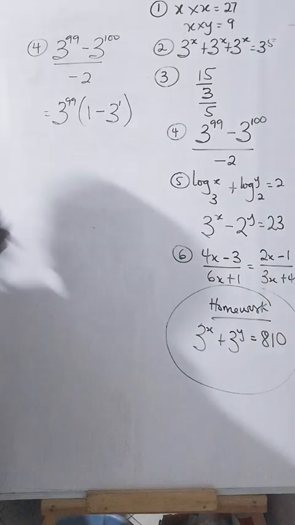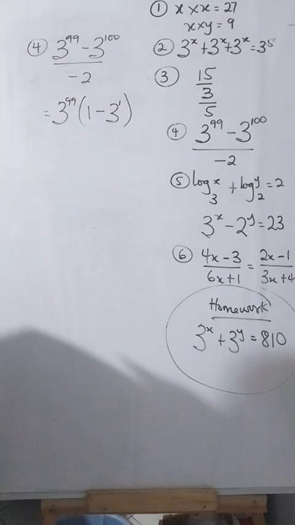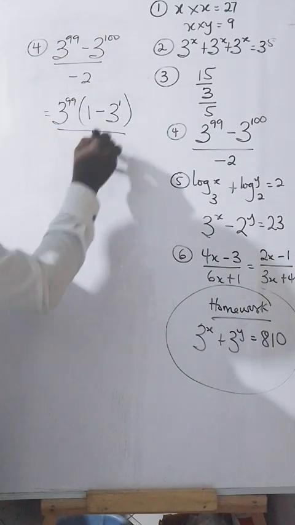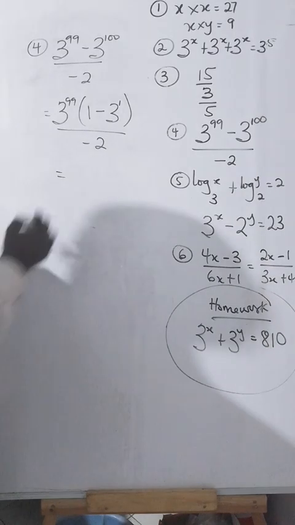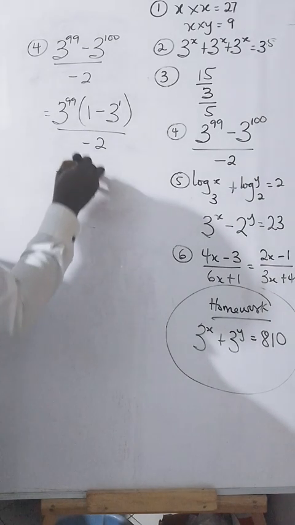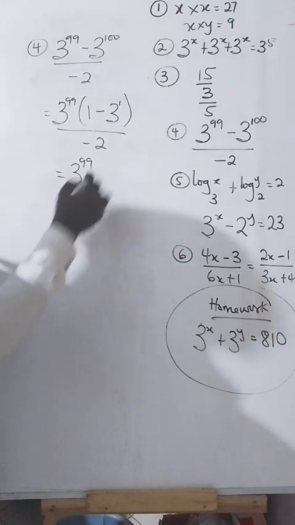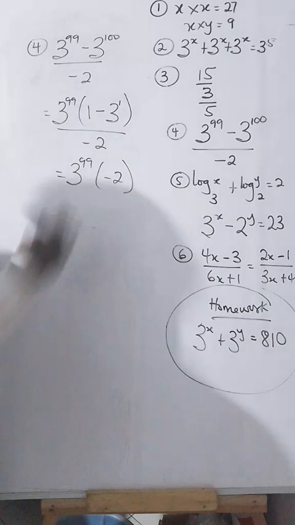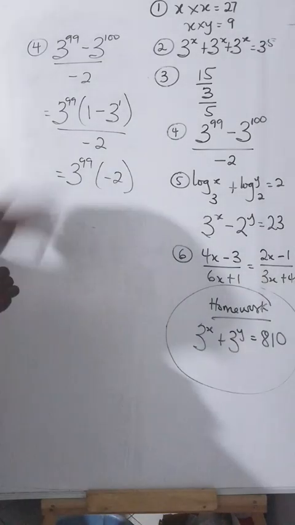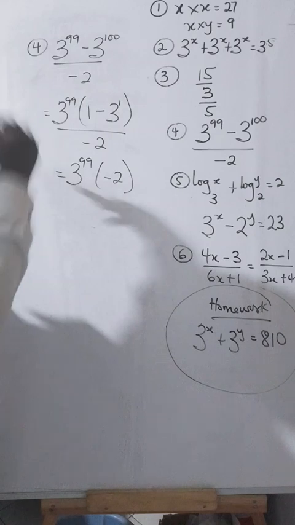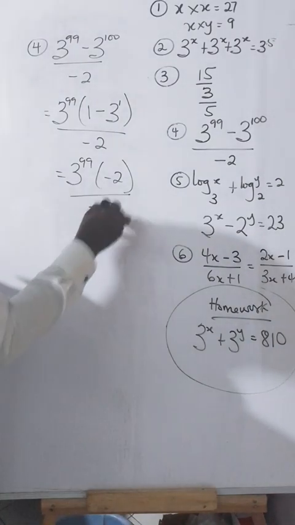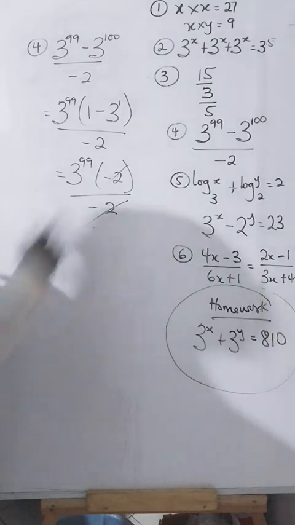Right, so 3 exponent 99. This will give us negative 2. That's 1 minus 3. Of course, 3 exponent 1 is 3. So 1 minus 3 will give you negative 2. So divided by the negative 2 here. This cancels this. You get your answer to be 3 exponent 99. Right. Good.